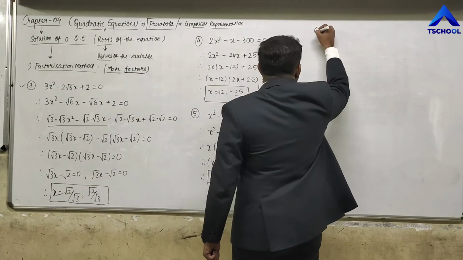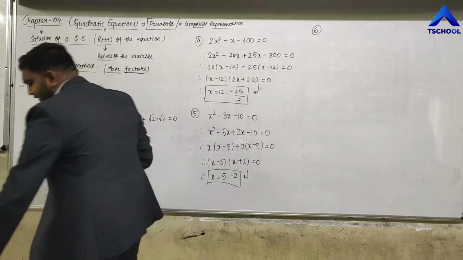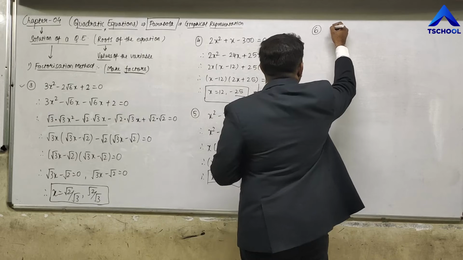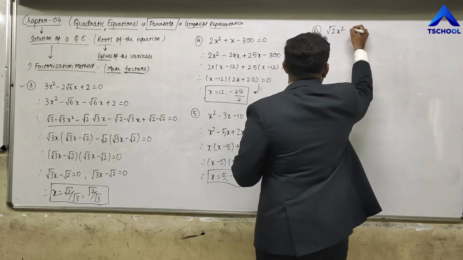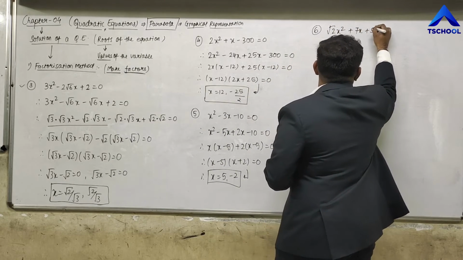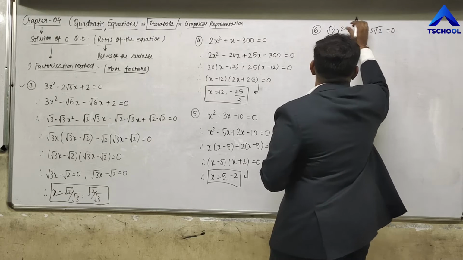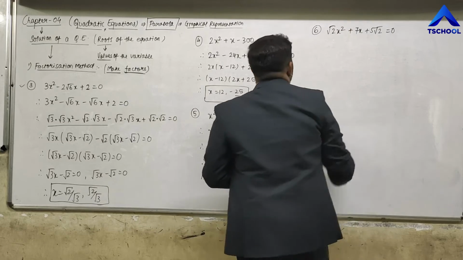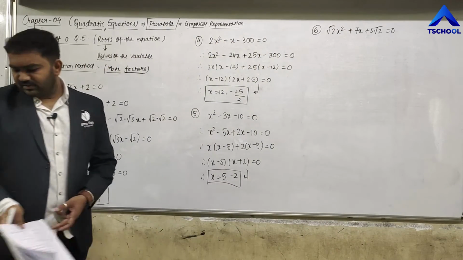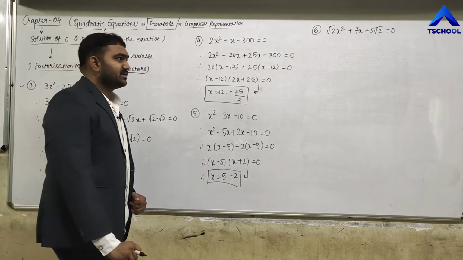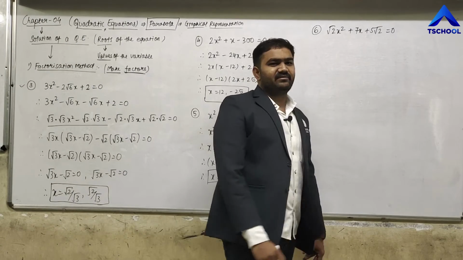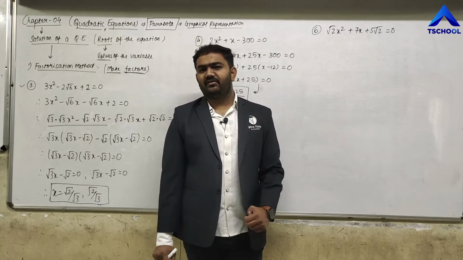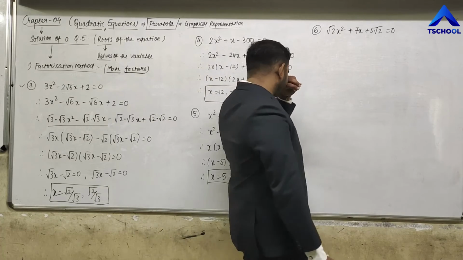Let us see that this is again an interesting one. Root 2x square plus 7x plus 5 root 2 is equal to 0. Note that friends, here we are having the middle term as plus and the last term is also plus. So the factors obviously will be plus plus, right? The last one of the table that we have written over there, plus and plus.